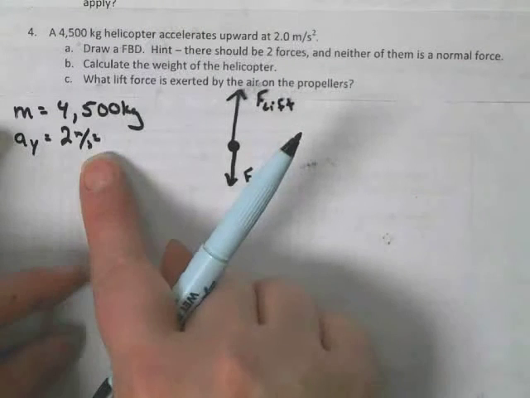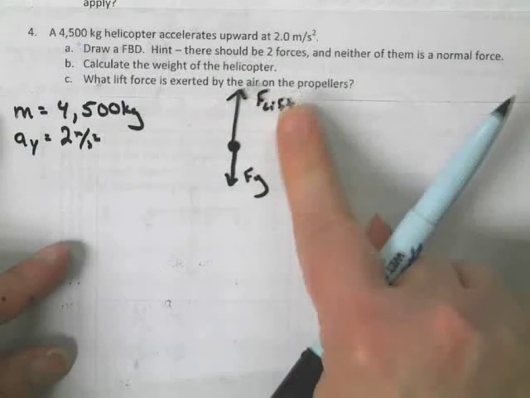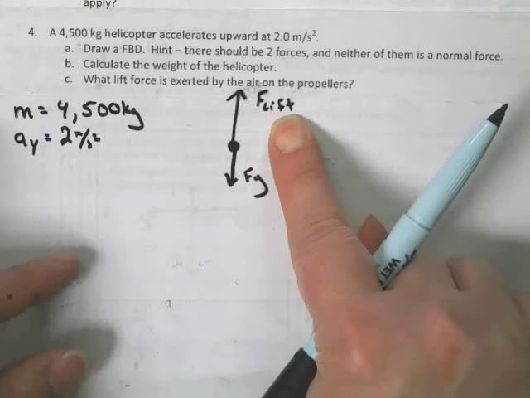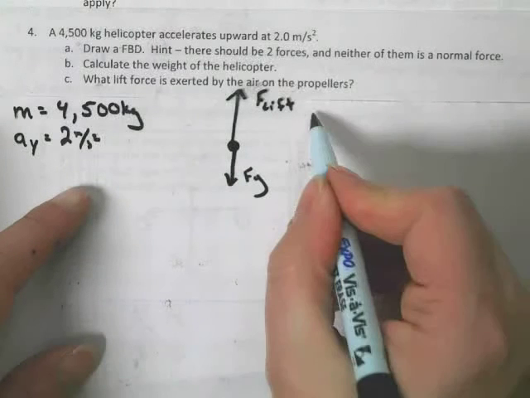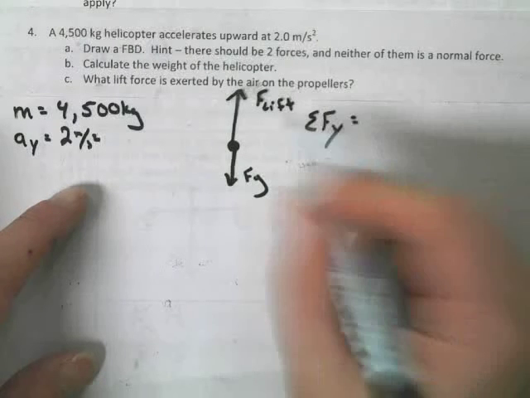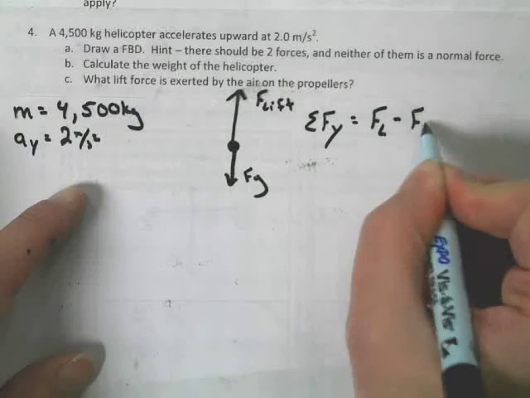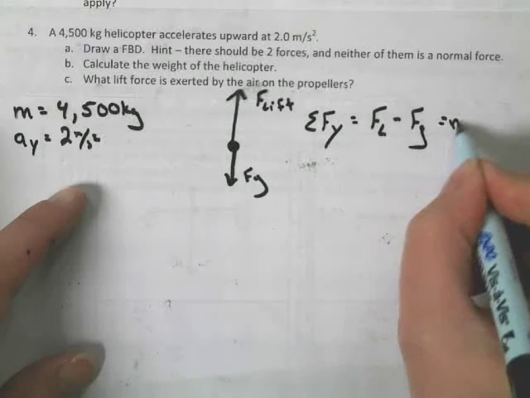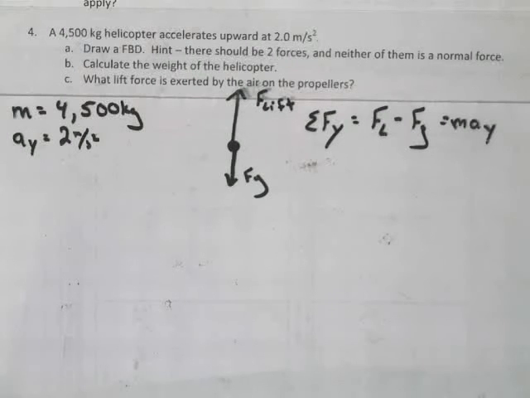Notice how I drew this. There is an acceleration, so the forces are unbalanced. It's accelerating upwards, so the larger of the unbalanced forces needs to be pointing up. Net force in the x direction is 0, so I'm not going to do that. Net force in the y direction would be the upward force minus the downward force, the lift force minus the weight, the force of gravity, equals the mass times the acceleration in the y. Are there any questions so far?